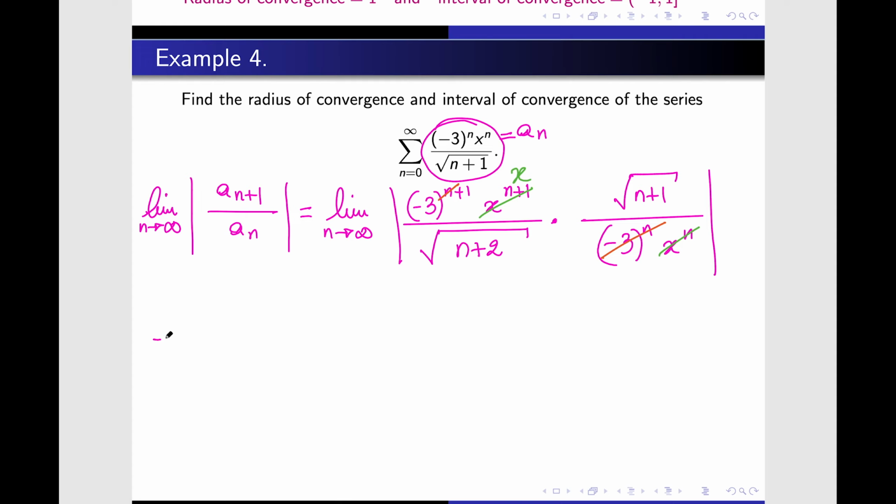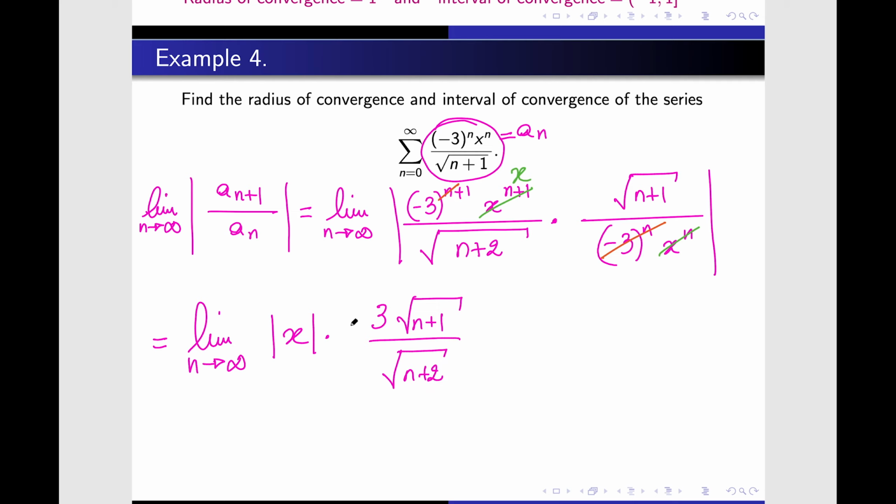So this is then equal to, don't worry about the minus because of the absolute value, the limit as n goes to infinity of the absolute value of x times 3 times the square root of n plus 1 divided by n plus 2, square root of n plus 2, right? So I get something like this. Okay, and what's this limit?